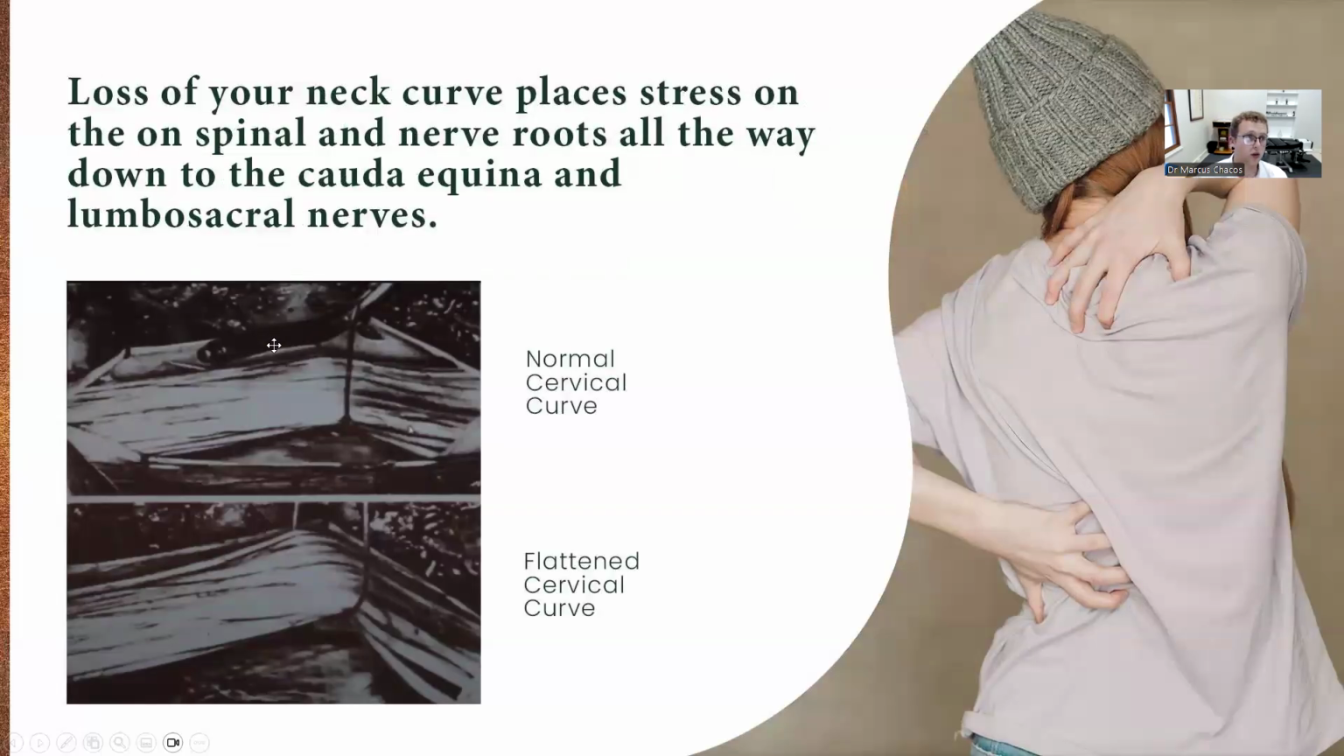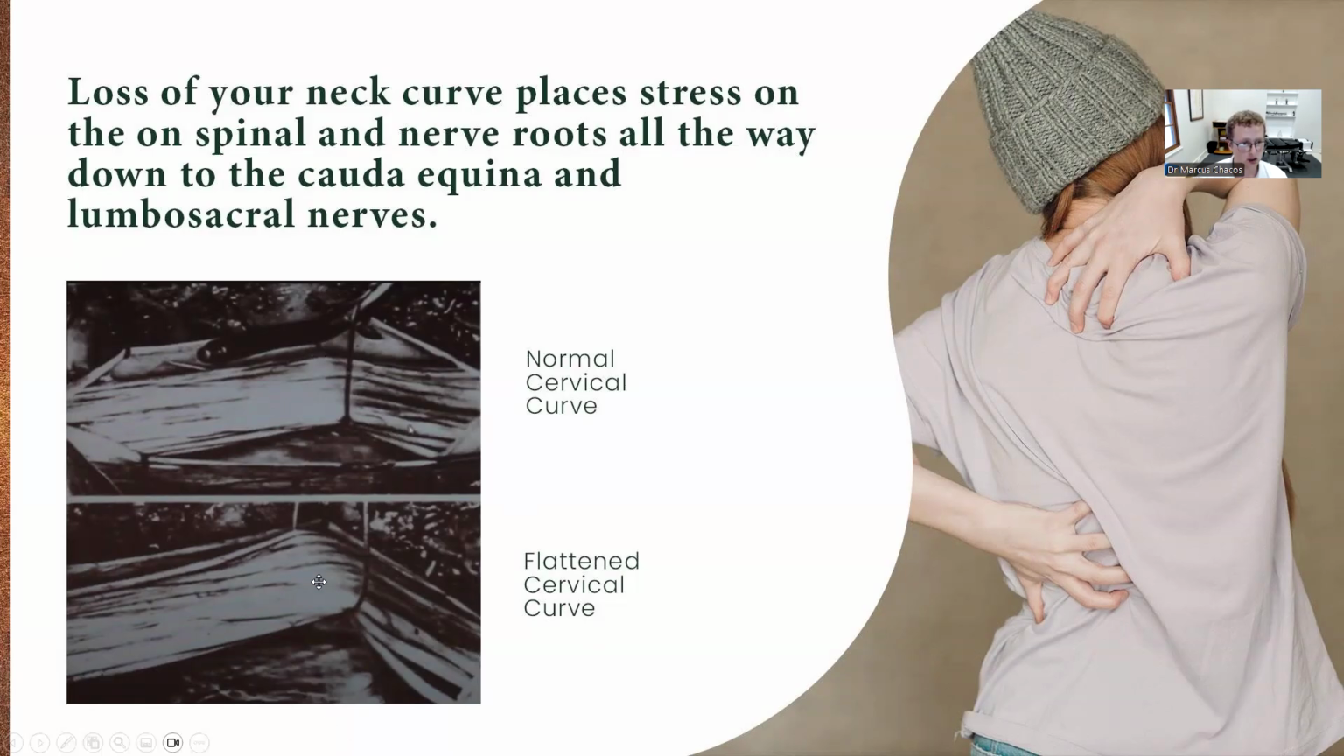The third point of research is that the loss of your neck curve places stress on the spinal and nerve roots all the way down to the cauda equina and lumbosacral nerves. This image shows that with a normal cervical neck curve, there's normal tension being placed on the cauda equina down in the lower back. If we look at the flattening of the cervical neck curve, you can see there's increased tension being placed on the spinal nerves all the way down to the lower back.